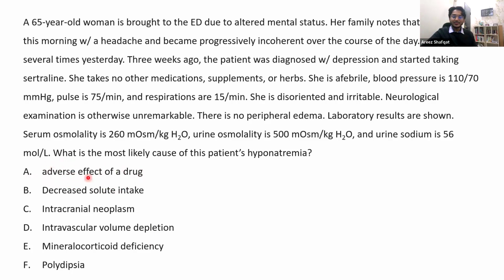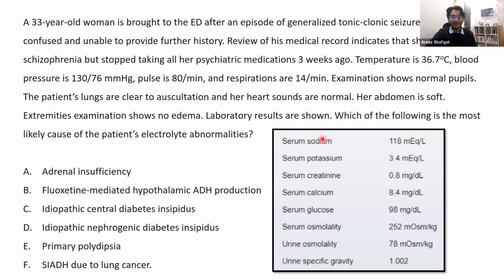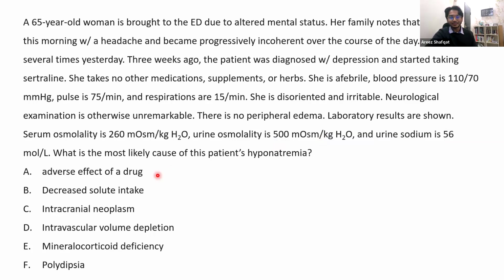This is the only correct option, because she doesn't have decreased solute intake because she's not hypovolemic. She doesn't have an intracranial neoplasm, no signs of that. She doesn't have intravascular volume depletion or mineralocorticoid deficiency. She would have hypovolemia. Polydipsia: her urine osmolality is high, which basically means it's ADH dependent. Polydipsia would cause a low urine osmolality. Okay, so the answer is A.